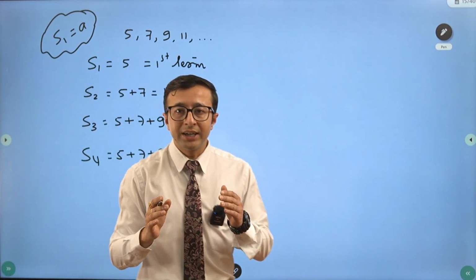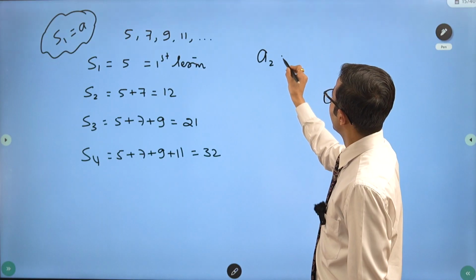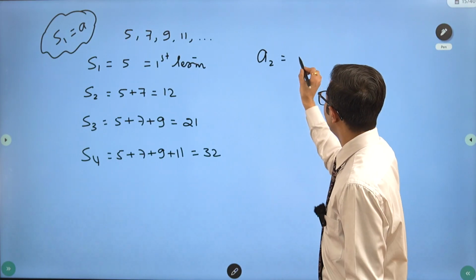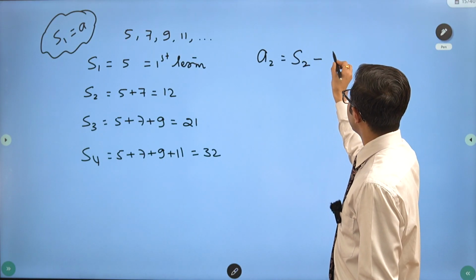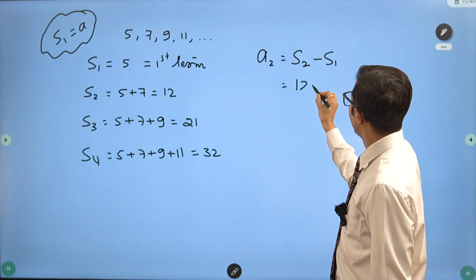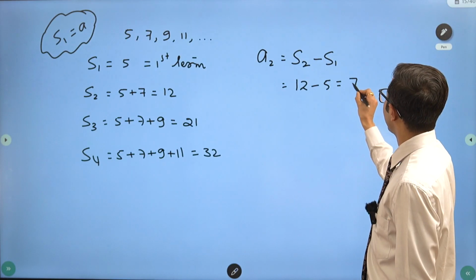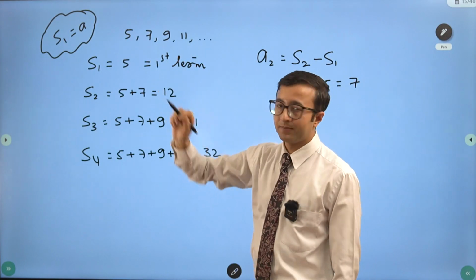Now to get the second term, look here: to get the second term, take the sum of the two terms minus the sum of the one term. S2, how much is there? 12 minus S1, which is 5. 12 minus 5 is 7. So we got the second term.